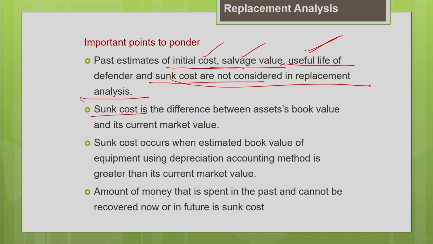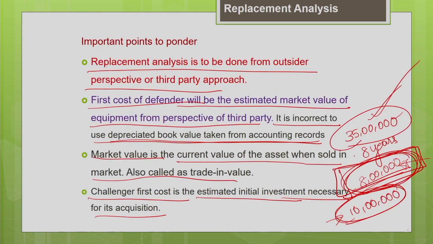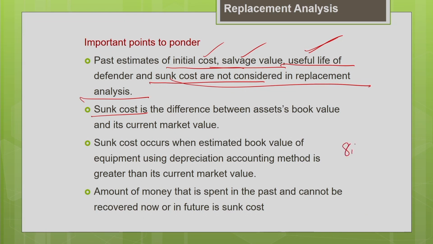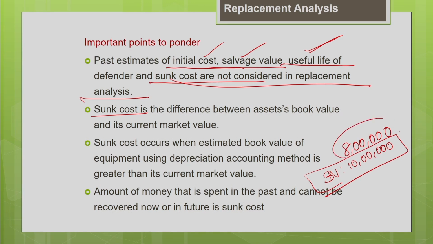So what is this sunk cost? As I told you earlier, say the current market value of the machine is 8 lakh. Now, you have estimated the book value of the machine as 10 lakh, using your own depreciation accounting method, entered in your accounting records. But your current market value now is only 8 lakh. So the difference between these two is your sunk cost. This is the amount of money which was spent in the past and cannot be recovered. The cost which cannot be recovered is called the sunk cost.